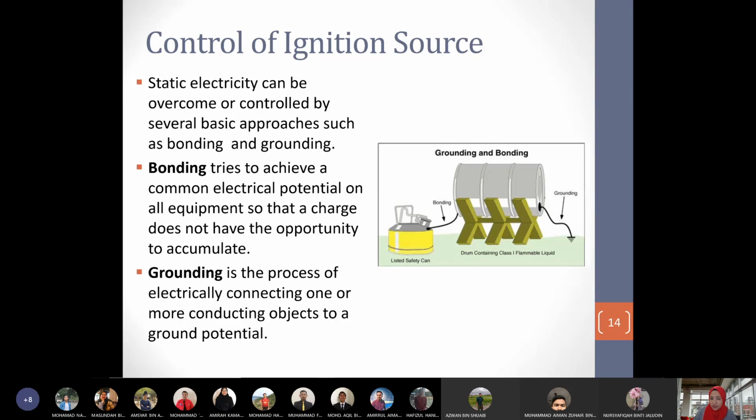And not just bonding, so you bond all of these equipments, you also need to do grounding. Grounding is the process of electrically connecting that equipment to the ground potential. So you ground it so that there will not be any static between that object and the ground. So everything is grounded.